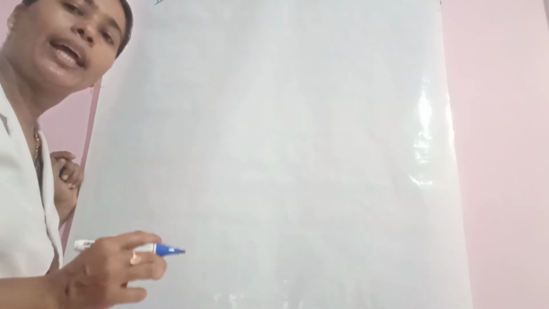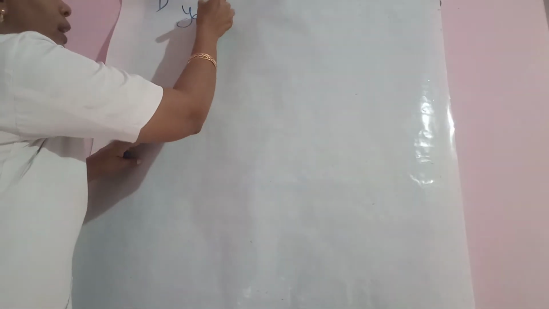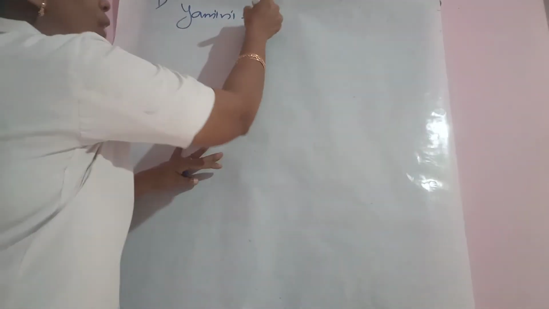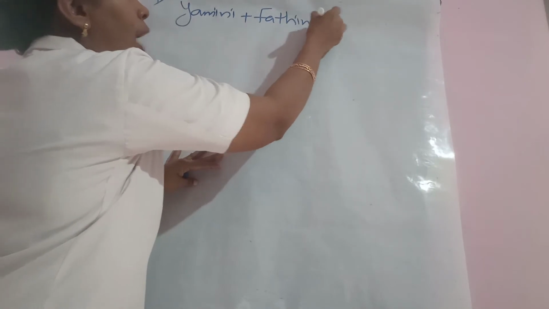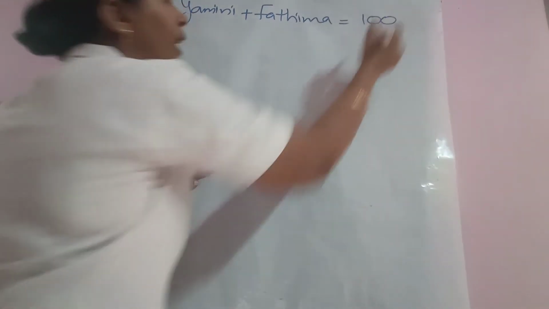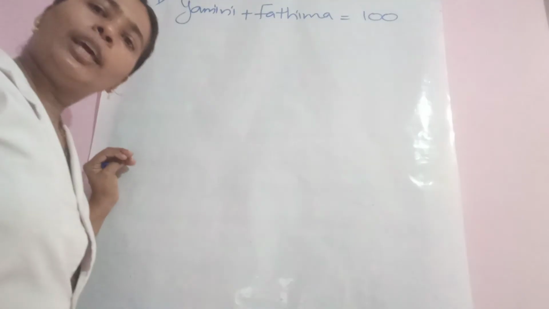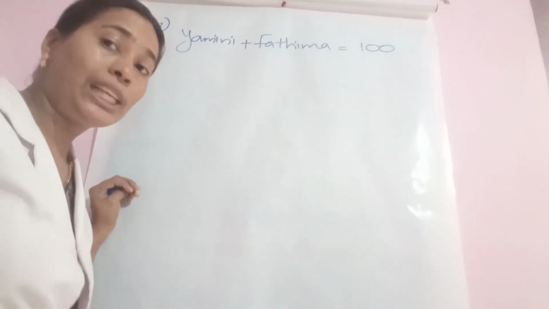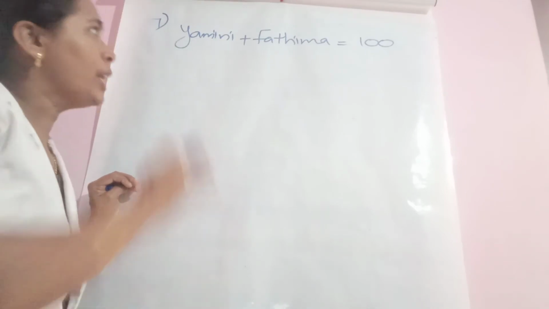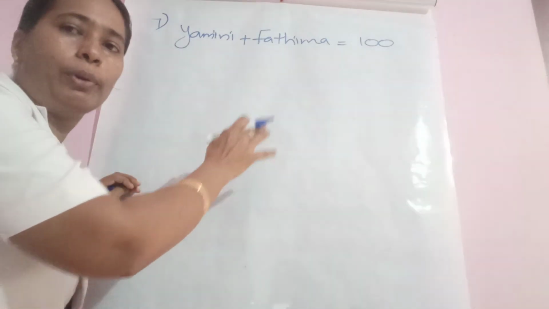In the 7th question, in a class of 9, the children decided to contribute an amount for some purpose. Here they are telling about 2 girls. One is Yamini and the other one Fatima. So Yamini and Fatima together contributed, Yamini plus Fatima together gave 100 rupees to the teacher. So what are their possibilities? They didn't tell how much rupees each has given. Only that Yamini and Fatima together contributed 100 rupees.